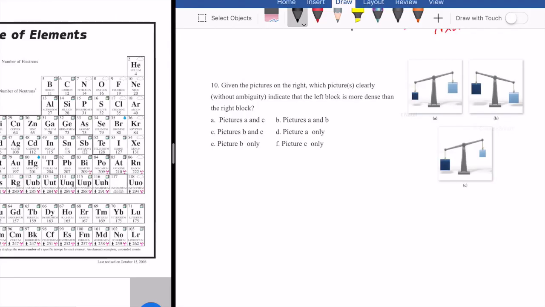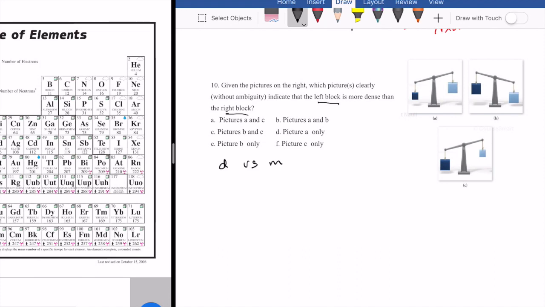Okay, now let's work on sample exam 1, Chem 11, number 10. This one is a conceptual question about density. The question is, which picture is showing that the left block is more dense than the right block? Now, one of the things that people often confuse here is the concept of density versus mass.